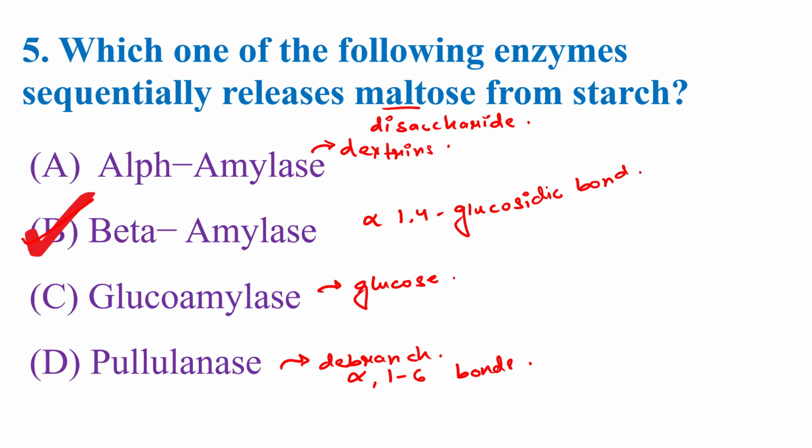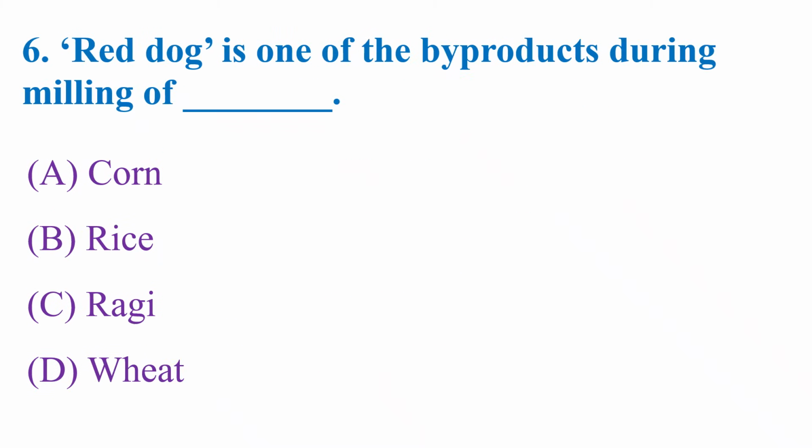So over here my correct option is option number B, that is beta amylase. Question number 6. Red dog is one of the byproducts during milling of corn, rice, ragi or wheat. So over here my correct option will be option number D, that is wheat.